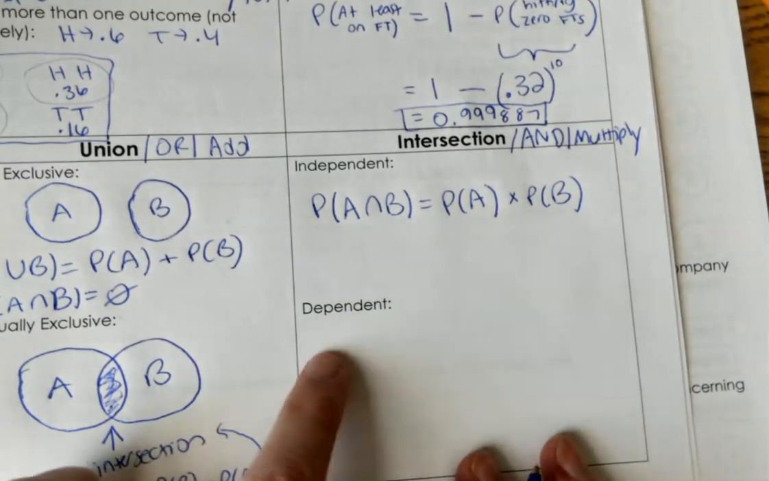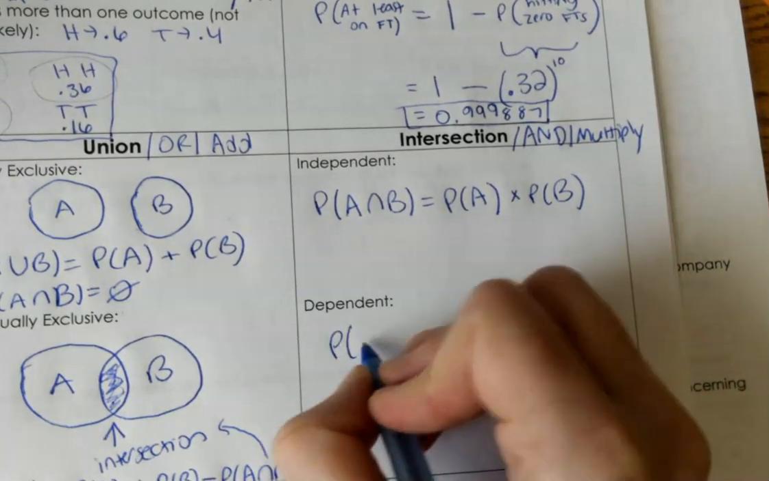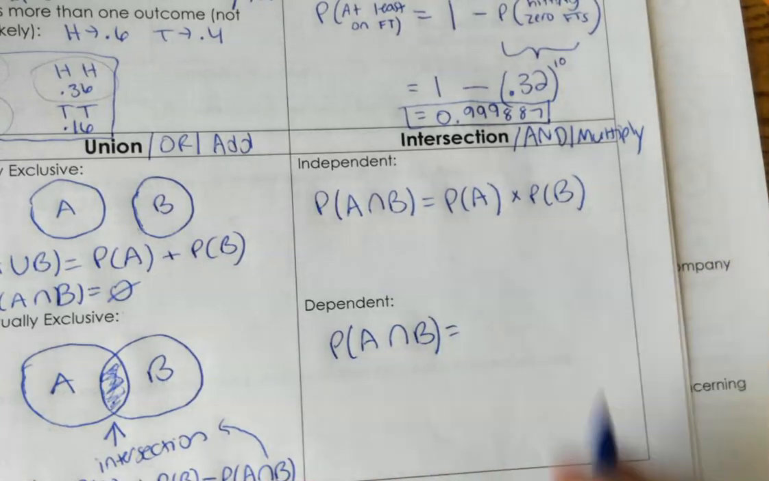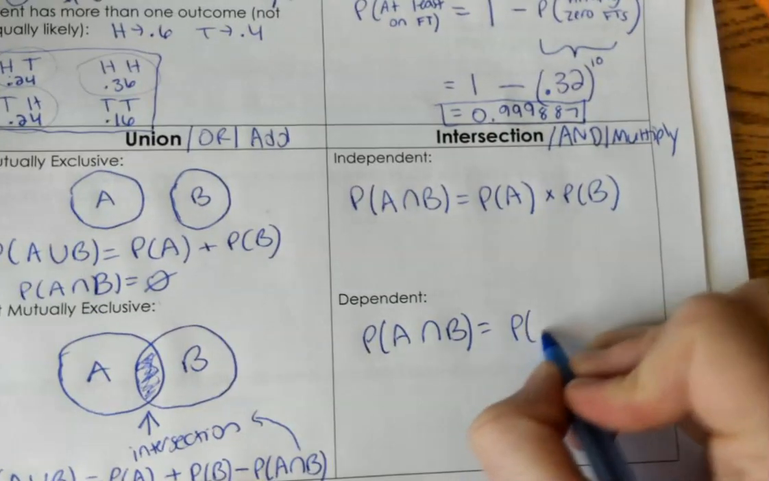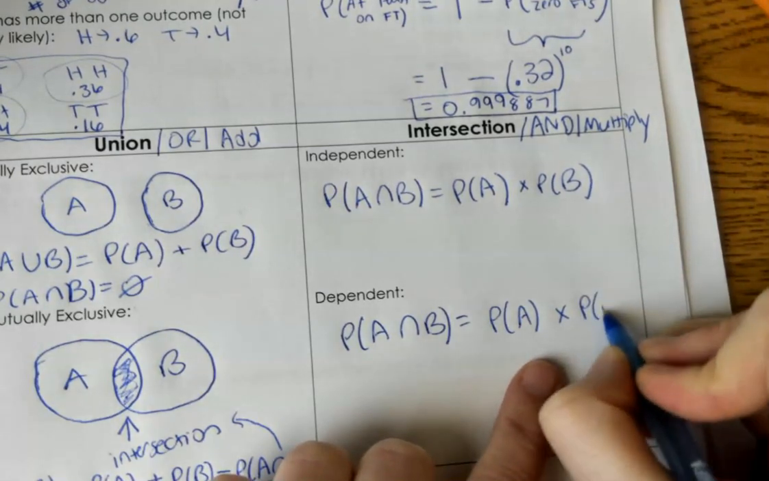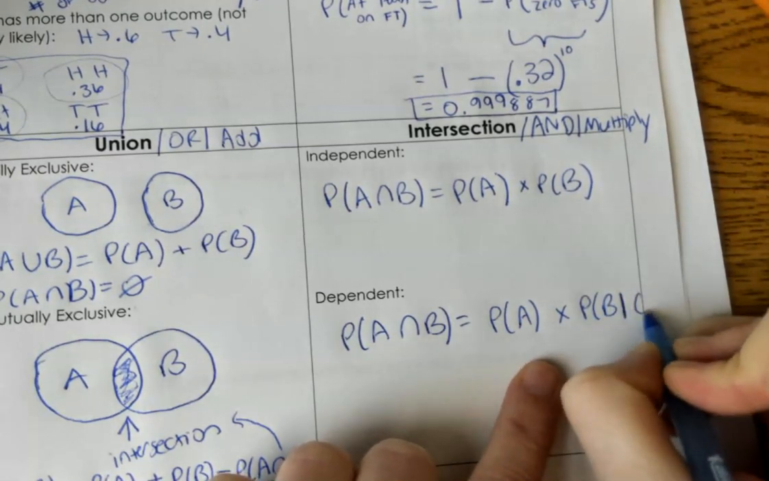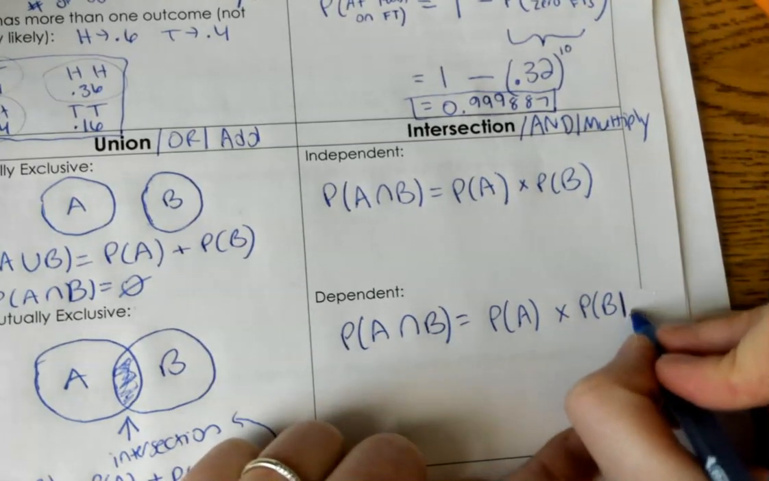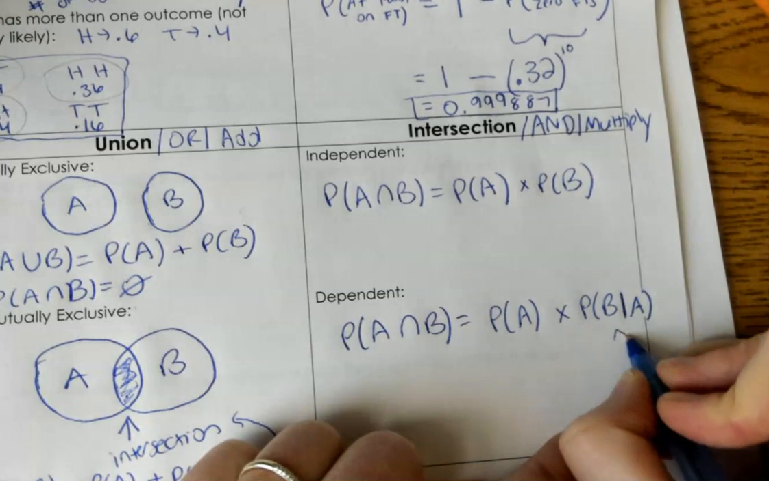Our rule down here, though, our dependent rule, still using multiplication, but now we need to do P of A times P of B given A. Oops, I started to write a G. P of B given A.